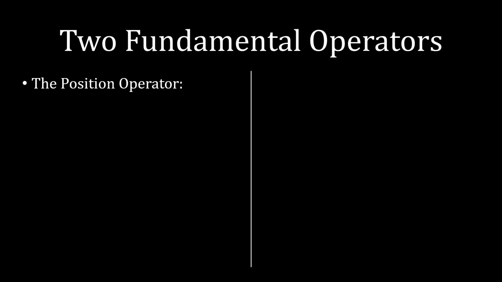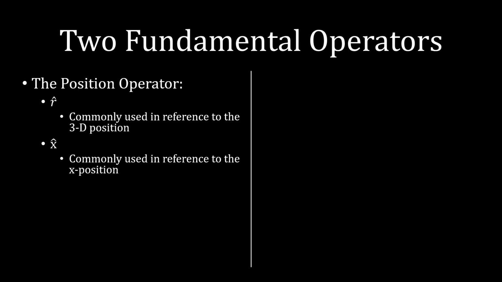The first one is the position operator. There's many different ways we could denote this. One of the most common is r hat, and this is just used in reference to a 3D position. So whether that be x, y, and z in Cartesian coordinates or r, theta, phi in spherical coordinates, this operator here, r hat, we typically use to denote a 3D position regardless of what coordinate system we're using. In one dimension, though, it's usually written as x hat, and this just is used in reference to the x position.